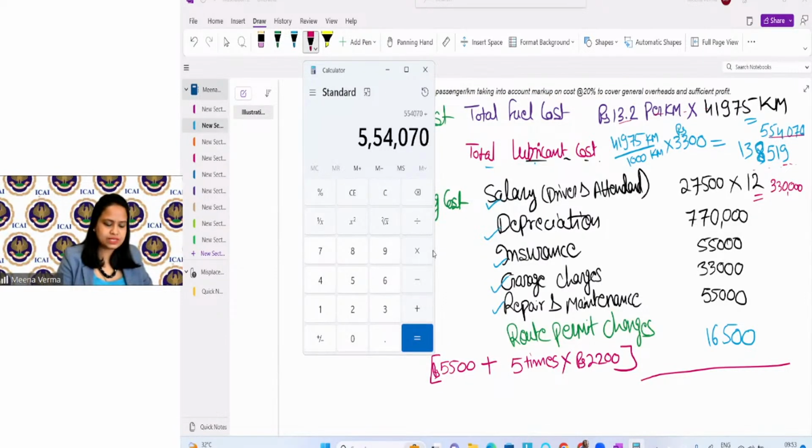554,070 plus 138,519 plus 330,000 plus 7 lakhs plus 55,000 plus 33,000, 55,000, 16,500.